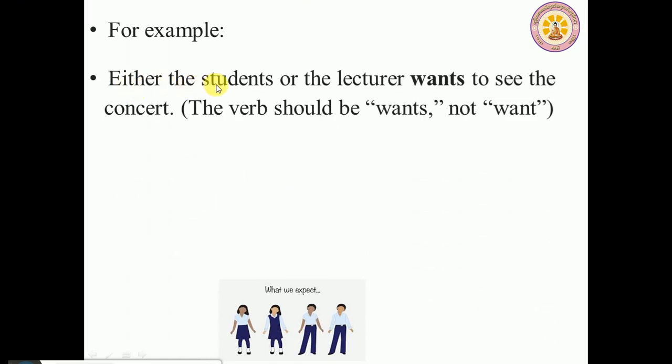Example: Neither the students nor the lecturer wants to see the concert. So the verb should be "wants," not "want," because the verb must agree with the last subject here. Lecturer, the last subject, is singular, so the verb is also singular. Although "students" is plural, the verb cannot be plural like that. So the verb "wants" here agrees with the last subject, lecturer.